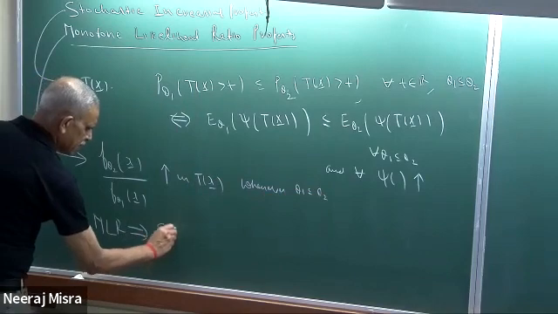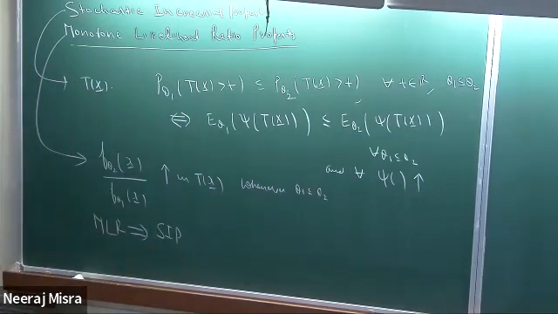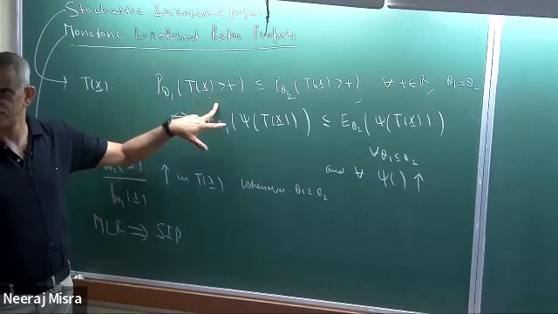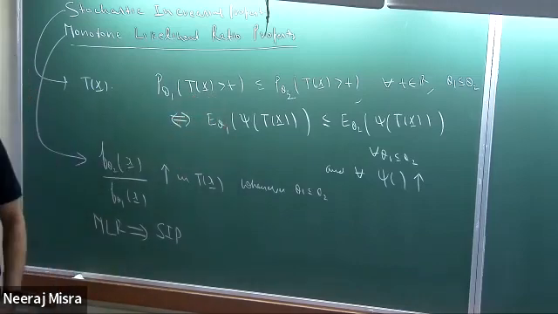So MLR implies the stochastically increasing property. Although MLR is a much stronger property, because MLR implies SIP, it is easier to verify. In general, verifying the stochastically increasing property means you should compare the distribution functions, these are 1 minus distribution functions. That may sometimes be cumbersome. So that's why we go for a stronger condition, which is easier to verify, which anyway implies this.